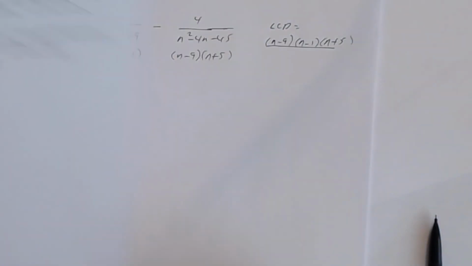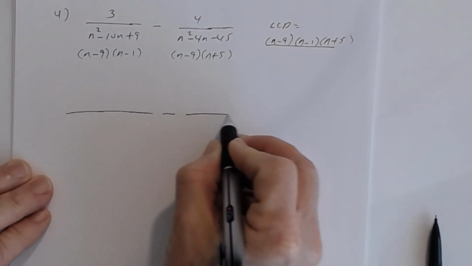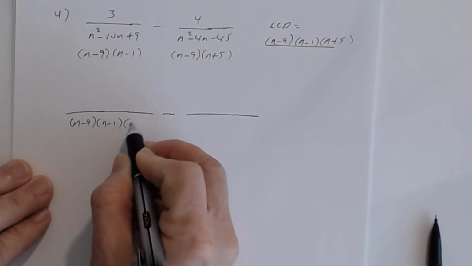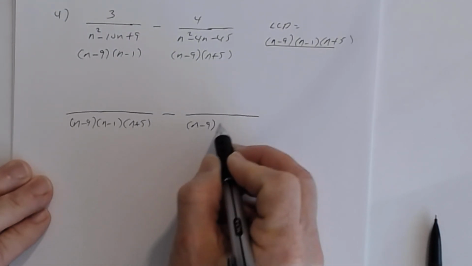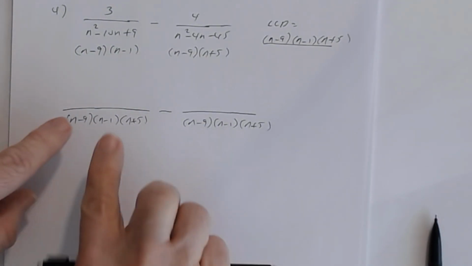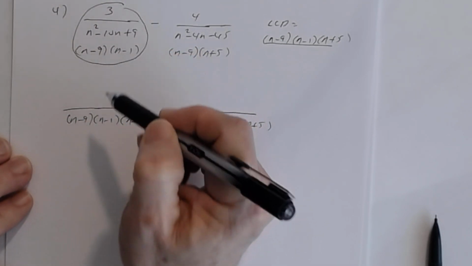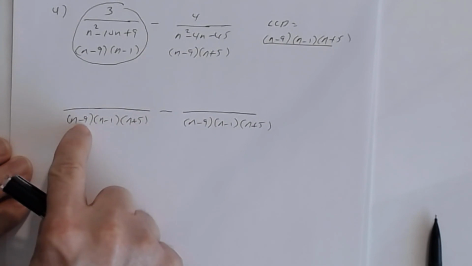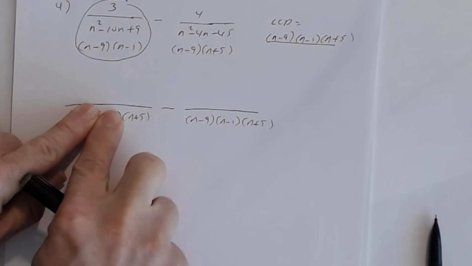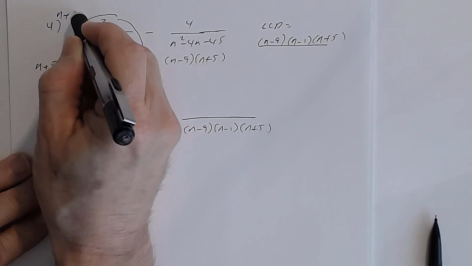So then you're going to go right underneath this, and you're going to write 2 rational expressions with that denominator. So you can say n minus 9, n minus 1, n plus 5, n minus 9, n minus 1, n plus 5. And now, just like we've been talking about, you want to determine what rational expression this rational expression is equivalent to with this denominator. So I have the n minus 9, I have an n minus 1, I am missing the n plus 5. So you're going to say times n plus 5, times n plus 5.